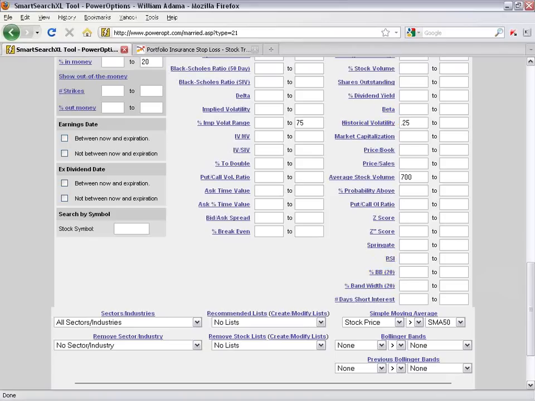Mary, what is the probability above? It's not something we focus on for the married put technique. It's available because it's available in the other strategies, so we try to keep it consistent in all the search tools. This is the theoretical probability that the stock will be trading at or above the strike price of your option at expiration. The reason why we don't focus on this in the married put technique is because we're not overly concerned if the stock is trading above our put strike price at expiration.